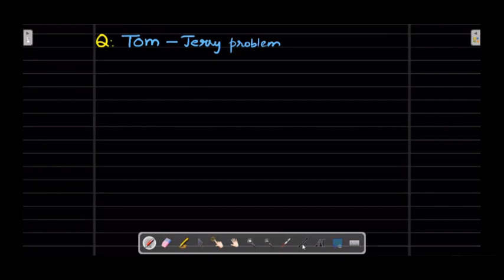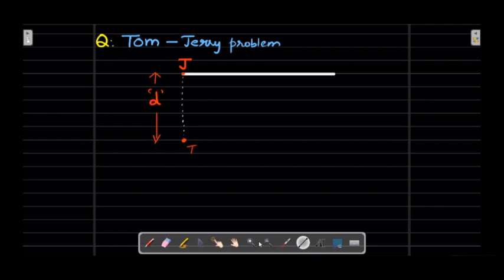So you have a line on which a mouse, Jerry, is placed. This is the place where Jerry is. And on a line which is perpendicular to that white line, at a distance of d from there, Tom, the cat, is waiting to catch up with Jerry.